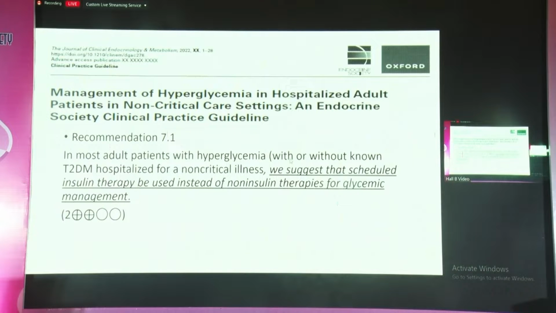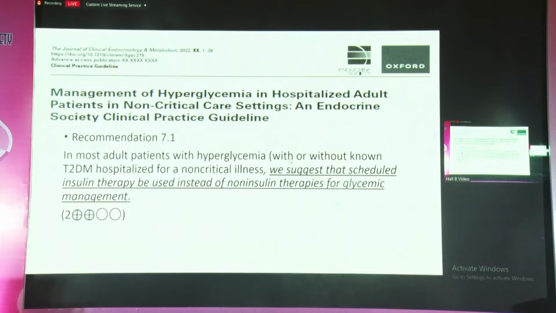Now, a few days ago, the Endocrine Society Clinical Practice Guideline had been published in 2022 regarding management of hyperglycemia in hospitalized adult patients in non-critical care setting, stating that in most adult patients with hyperglycemia, with or without known type 2 diabetes, we suggest that scheduled insulin therapy be used instead of non-insulin therapies for glycemic management.